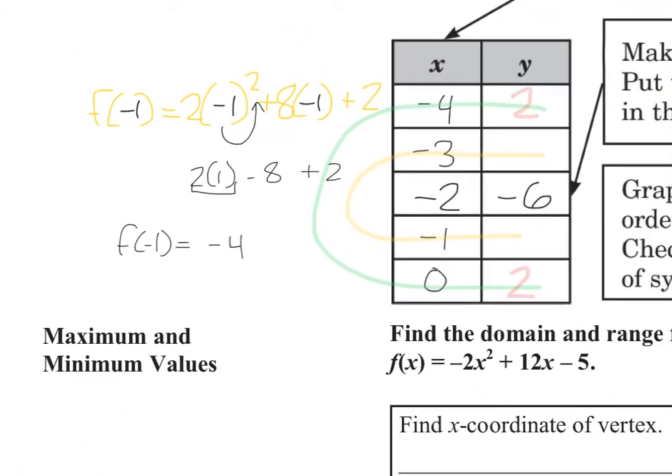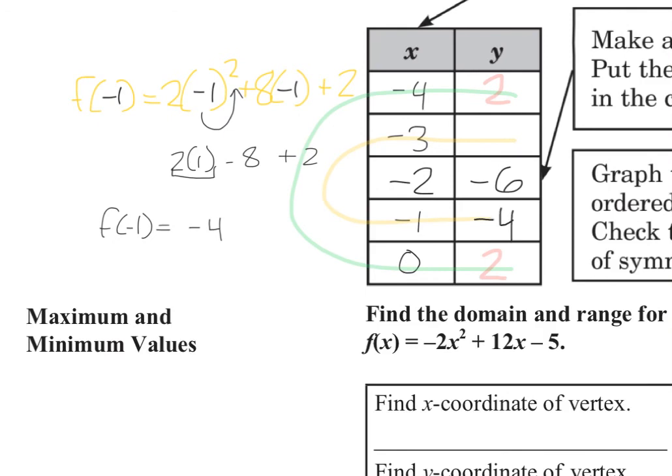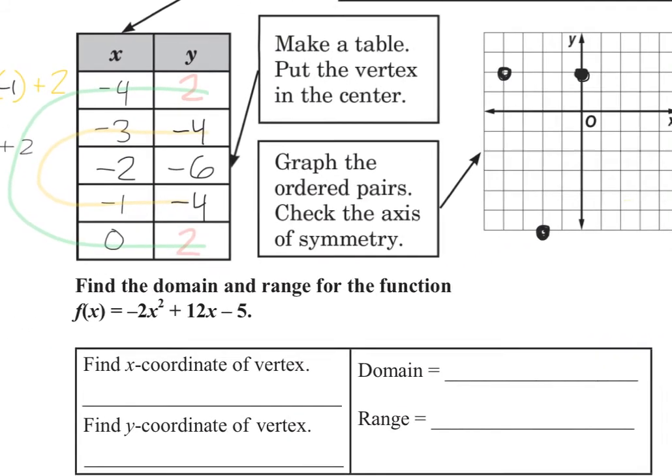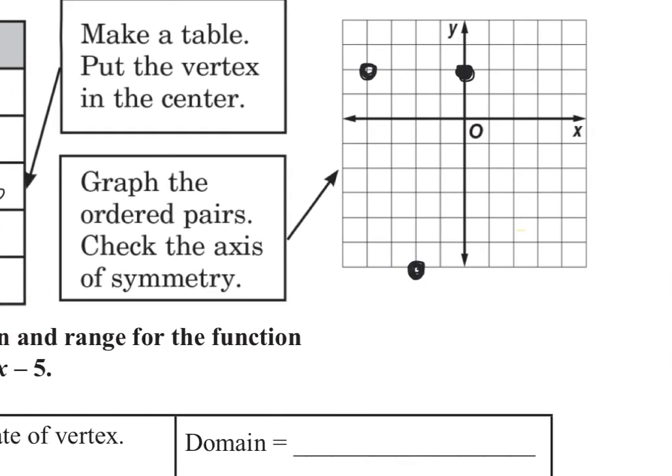So that means when I substitute in negative 1, I get a y value of negative 4, which also means that this one too is negative 4. And if you don't believe that, pause the video, substitute in negative 3, and you'll see that you get the exact same answer of negative 4. So we can come over here now and graph negative 1, negative 4, and negative 3, negative 4, to finish getting our U-shaped curve.